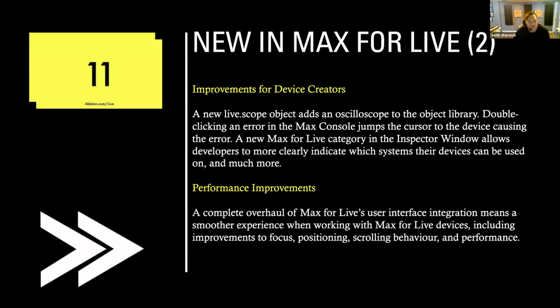And last one from Max for Live, improvements for device creators. A new live.scope object adds an oscilloscope to the object library. Double-clicking an error in the Max console jumps to the device causing the error. A new Max for Live category in the inspector window allows developers to more easily indicate which systems their devices can be used on, and much more. And performance improvements. A complete overhaul of Max for Live's user interface integration means a smoother experience when working with Max for Live devices, including improvements to focus, positioning, scrolling, behavior, and performance.